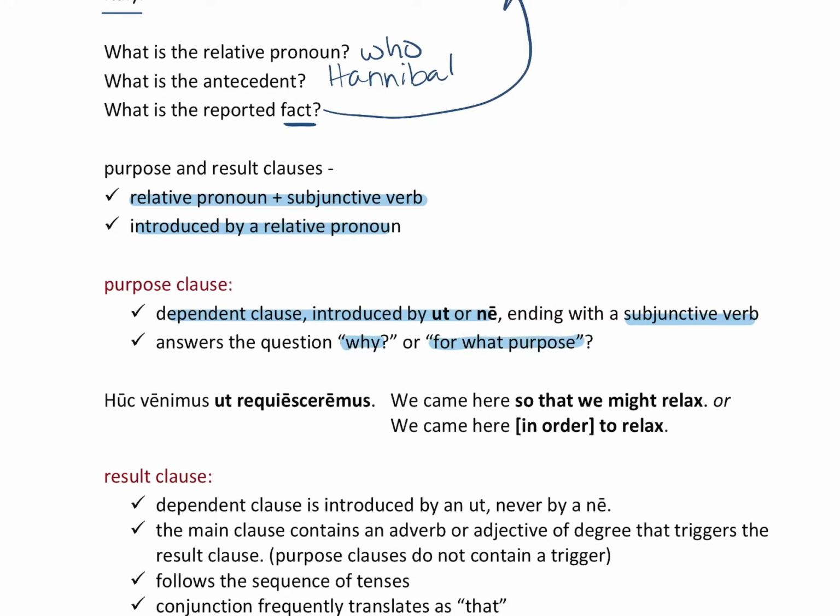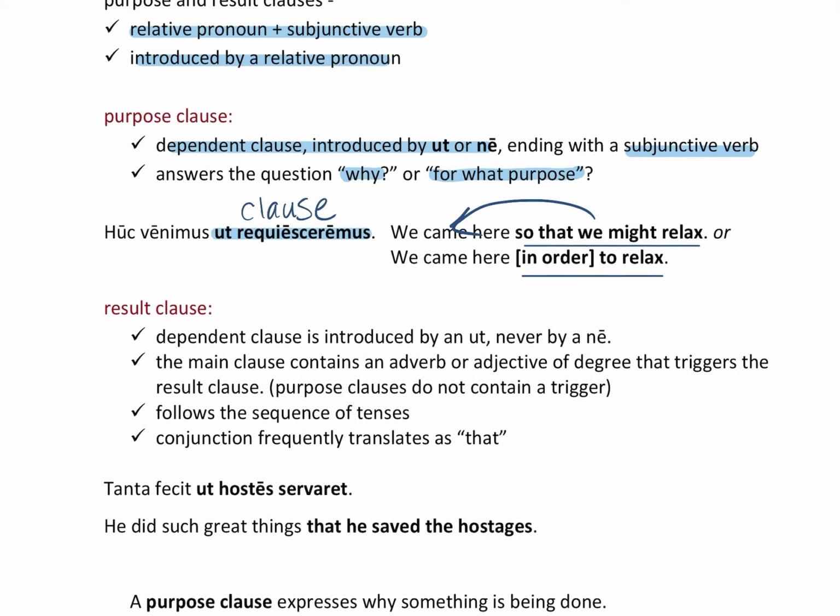So if I said, Huc venimus ut requiesceremus. So there is our clause. All right, and it can be translated, we came here so that we might relax, or we came here to relax. You could also say we came here in order to relax. There's a bunch of different ways. But the most important thing is it tells us why or for what purpose. Why did we come here? Well, we came here so that we could relax. Relatively easy.